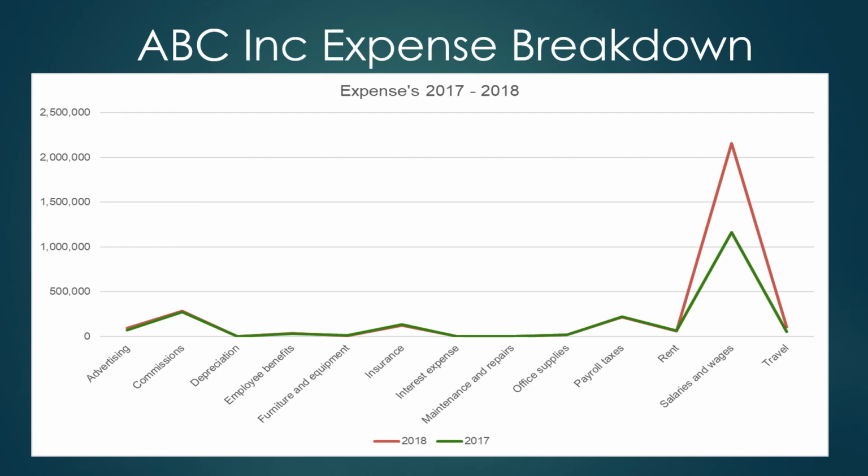So when looking at a recommendation, we want to find out why the expenses jumped up so high and where they jumped up high. So as we can see from the breakdown of expenses from 2017 to 2018, the only visible difference is salary and wages. So the salary and wages went from about 1.1 million in 2017 to 2.1 million in 2018. It's almost a $1 million difference.